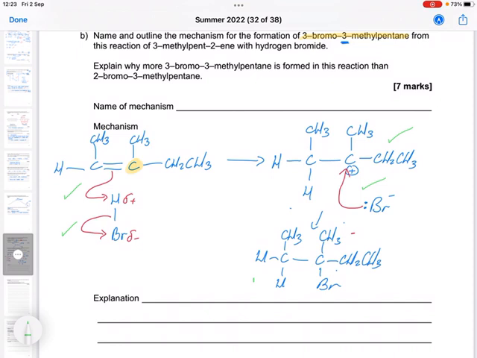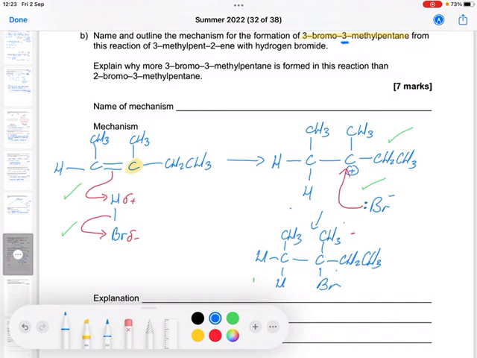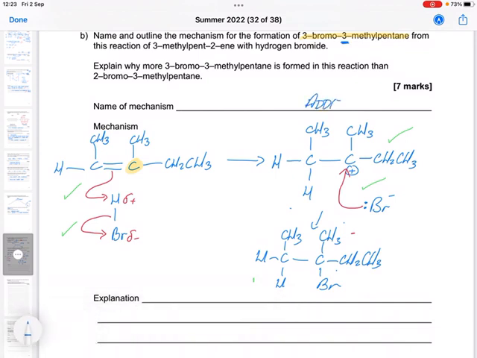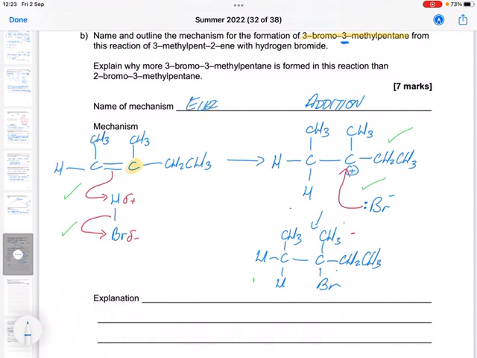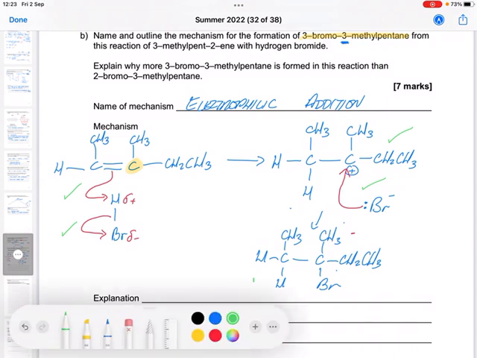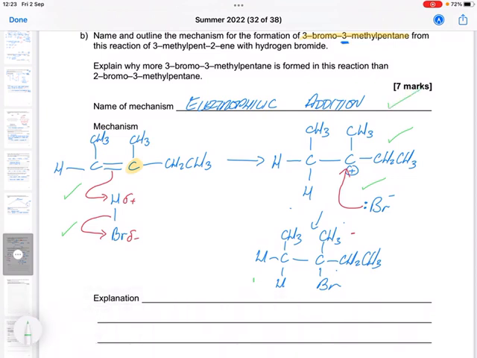Okay. The name of the mechanism, so we've added the HBr to this, so this is going to be addition. And if you look at the reactant, if I just draw a circle around it like this, you can see that the red curly arrow is going to the HBr, which means that that is going to be an electrophile. So this is electrophilic addition, and again there will be a mark for that. So 1, 2, 3, 4, 5 marks so far.